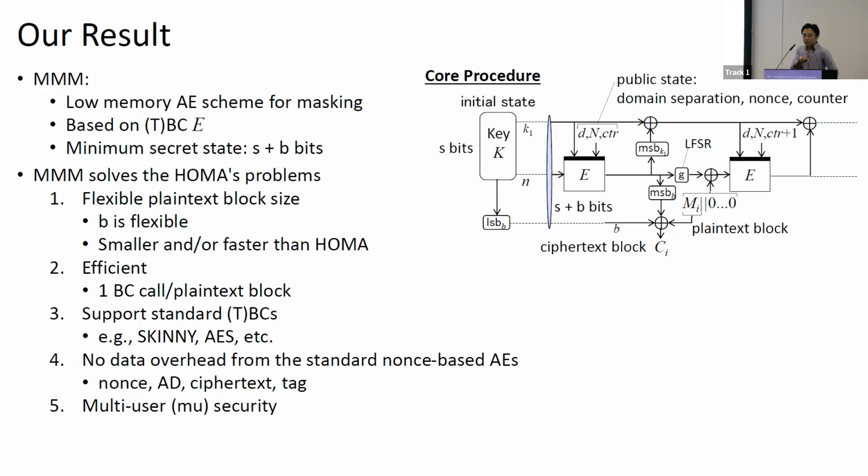And second, M is efficient. As shown in this figure, for each plaintext block, M calls the block cipher once. Third, M supports standard block ciphers and tweakable block ciphers like Skinny and so on. There is no data overhead compared to the standard nonce-based AE schemes. And finally, the security of M is ensured in the multi-user setting.